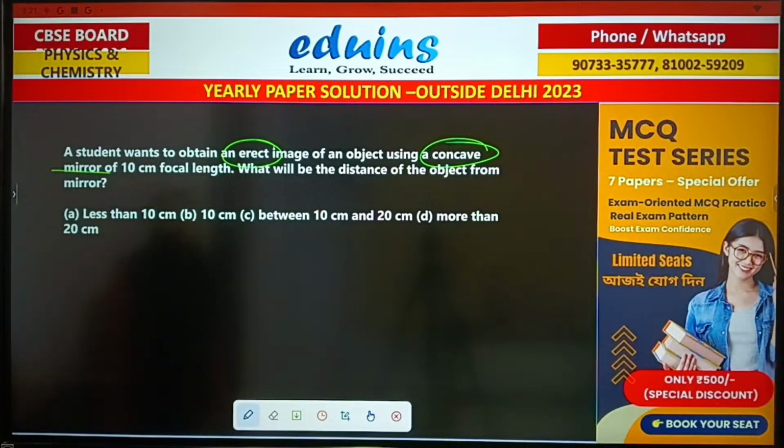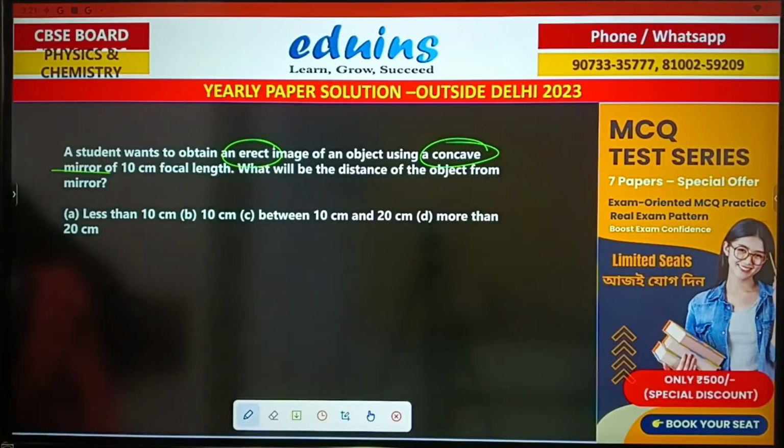Option A is less than 10 centimeter. Option B is 10 centimeter. Option C is between 10 centimeter and 20 centimeter. And option D is more than 20 centimeters. Okay, so those four are the options, and you have to identify what will be the correct answer and nullify the others. So what will be the correct answer? Anyone from you students?